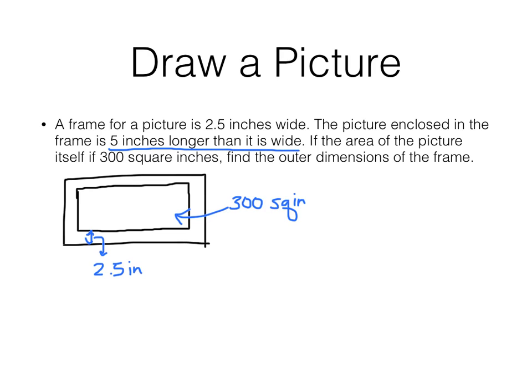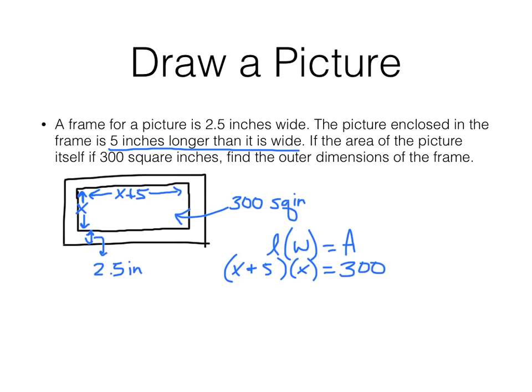So name the width x. If the length is 5 longer than that, then it's x plus 5, all the way across. All right, so now we write our equation. How do you find the area of a rectangle? Well, it's length times width equals area. The length is x plus 5, and the width is x, and the area is 300, so there's our equation. That's what we're going to solve.